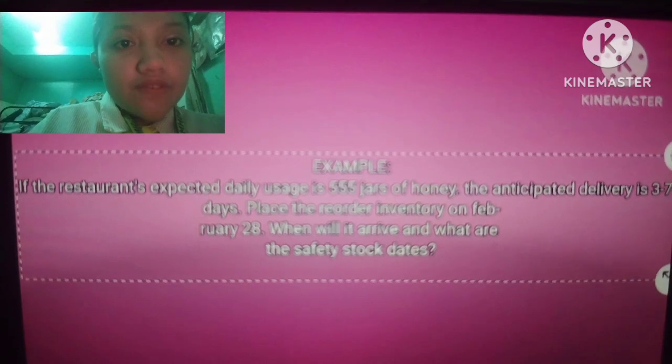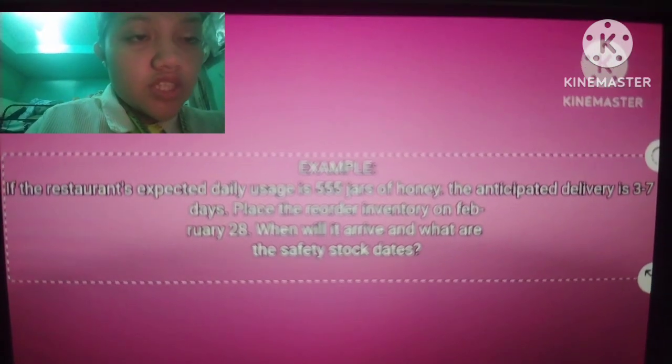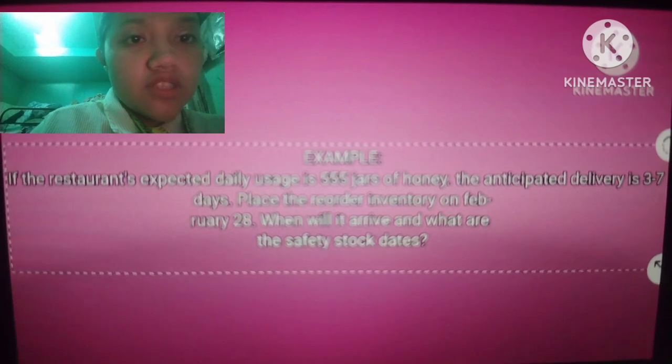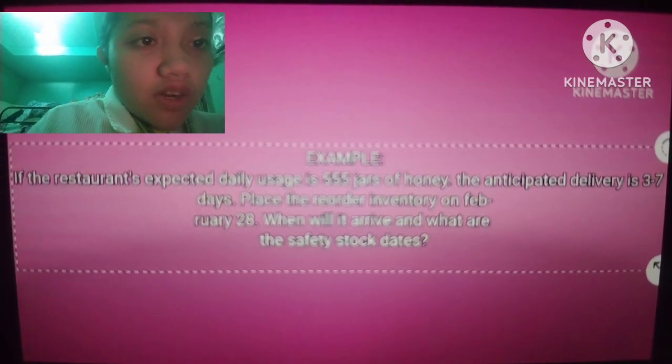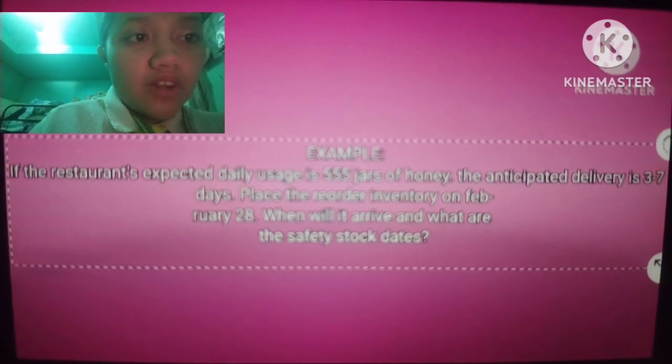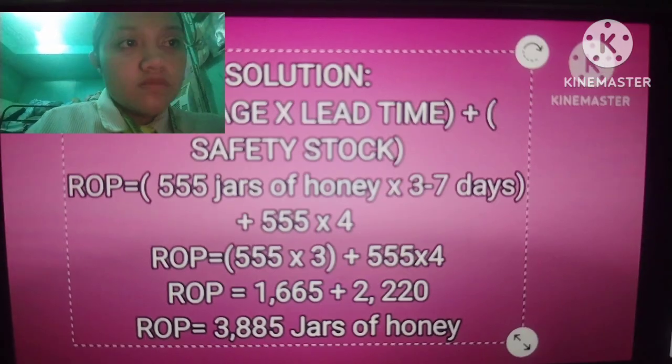So the example is a restaurant whose expected daily usage is 555 jars of honey. The anticipated delivery is 3 to 7 days. Place the reorder on February 28. When will it arrive, and what are the safety stock days?